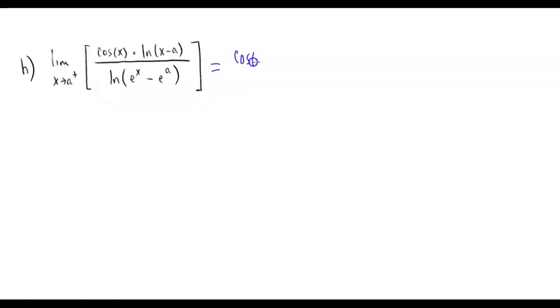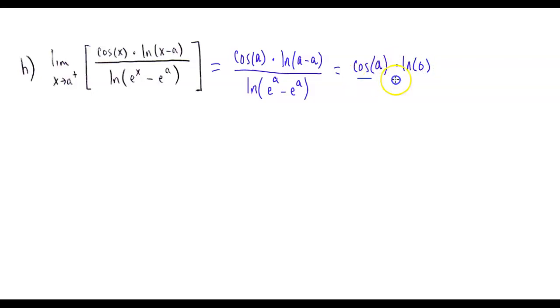All right, so first thing, let's verify what type of indeterminate form we're going to be dealing with. So I have cosine of a times natural log of a minus a over natural log of e raised to the a minus e raised to the a. What you see here is essentially some constant, cosine of a, times the limit of natural log of 0 divided by natural log of 0. We both know that both of these end up being negative infinity. So what we have here is cosine of a times an infinity over infinity case. Okay. So we know that this fits the condition for L'Hopital's rule. Even though we have this constant out here, this part really doesn't matter. Okay. And I'll show you why.